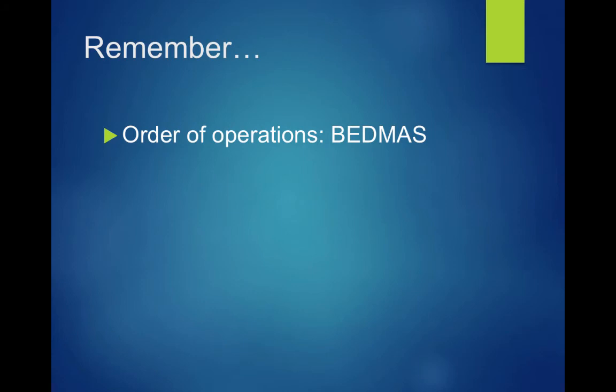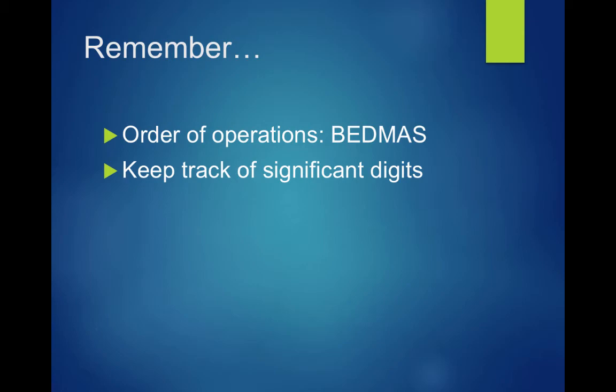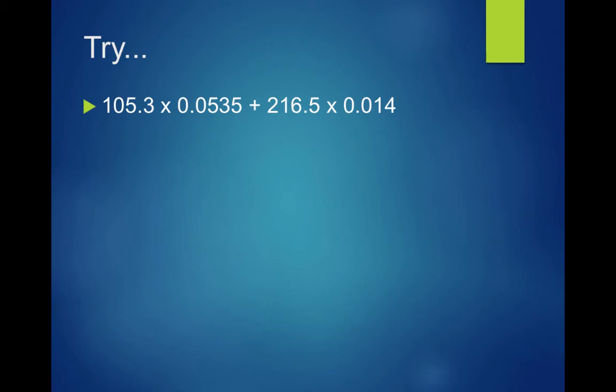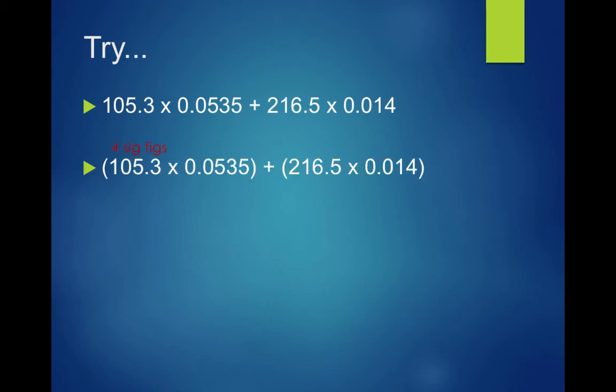When using these sig fig rules in mathematics, you must remember to use the order of operations BEDMAS. Keep track of your sig figs while you're doing your arithmetic and only round your final answer. Let's look at this example. Now, our order of operations states that we must do the multiplication first. Our numbers have 4 sig figs, 3 sig figs, 4 sig figs, and 2 sig figs.